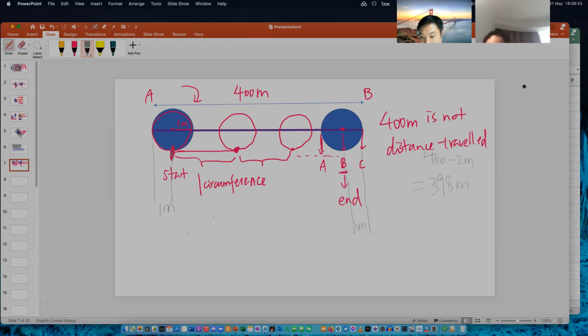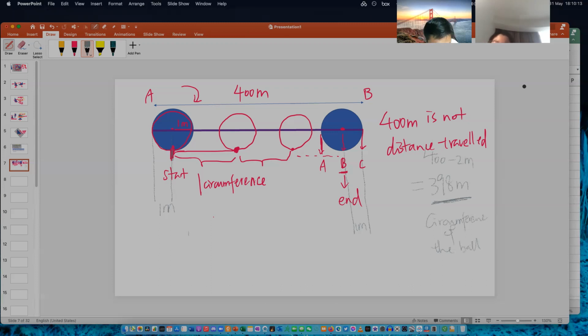And then of course, you make use of the distance traveled 398, you divide by the circumference of the ball. Does it make sense? For this question.